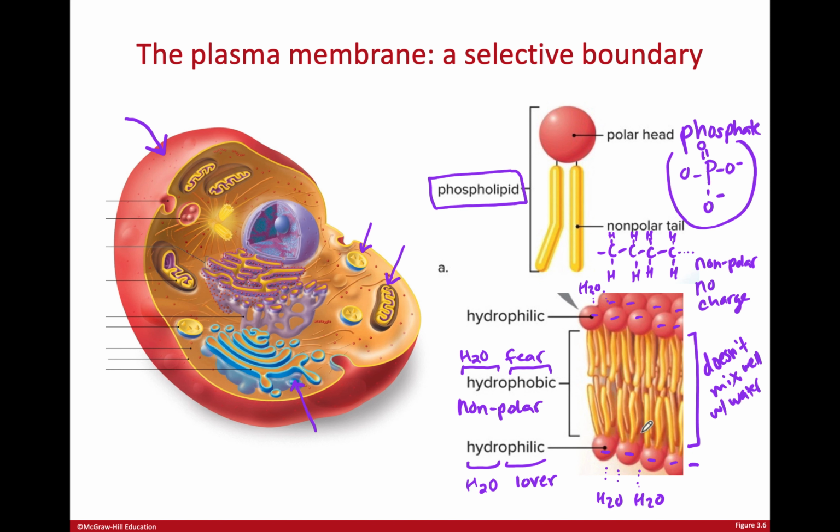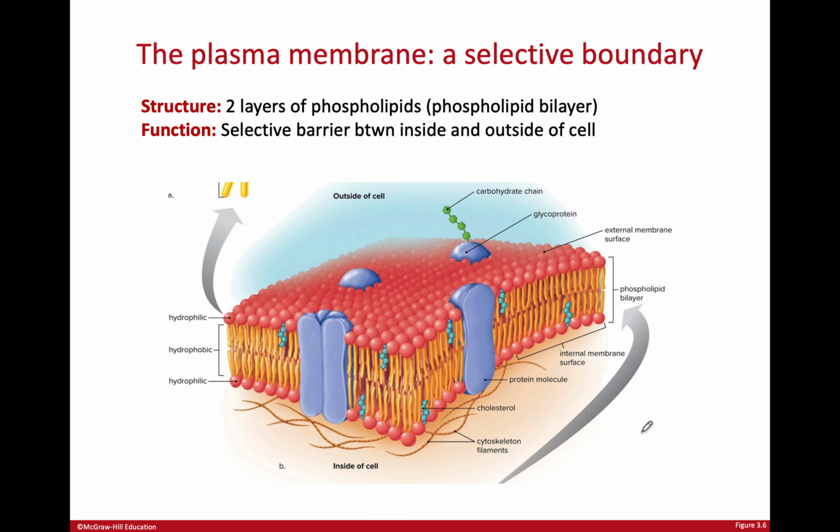This matters because this bilayer, 2 layers of phospholipids, you can see that here, 1 layer, 2 layers, and here's the in-between. That bilayer is selective, meaning that it only lets certain things through. So certain molecules can go through the tails. Other molecules will not be able to go through the tails and will stay outside the cell or inside the cell. And that's part of transport and how that works.